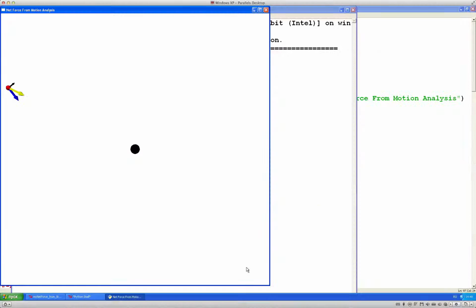We are ready to run the motion model. Yellow arrow is net force. Black arrow is parallel net force. Blue arrow is perpendicular net force.